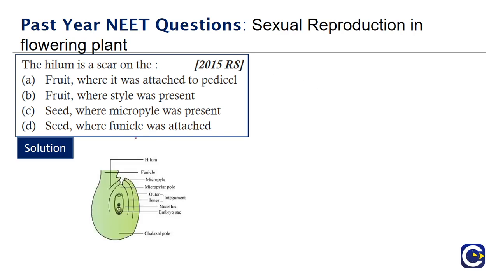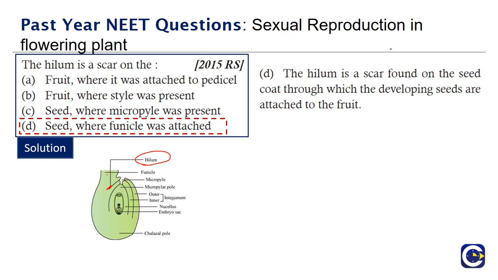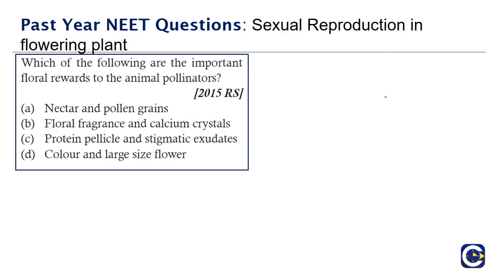So here we have the hilum. Hilum is like scar tissue that is present, and it represents the attachment of funicle to the seed. So let's look at the solution. Hilum is a scar found on the seed coat through which the developing seeds are attached to the fruit. So moving on to the next question.